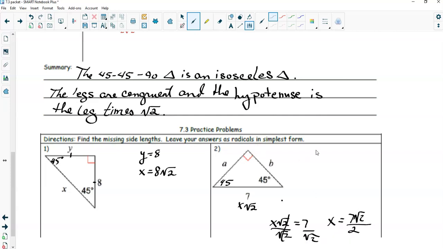So that means a and b are both the legs. They're both 7/2 square root of 2. So 7/2 right here, 7/2 square root of 2. And notice how I write the 7/2 square root of 2 right there. Okay, so let's go to the next one.